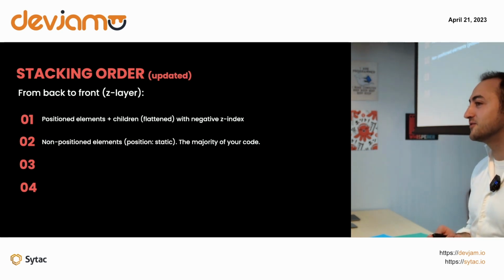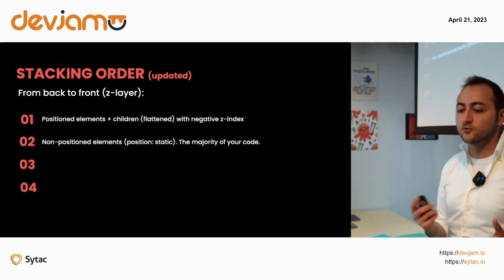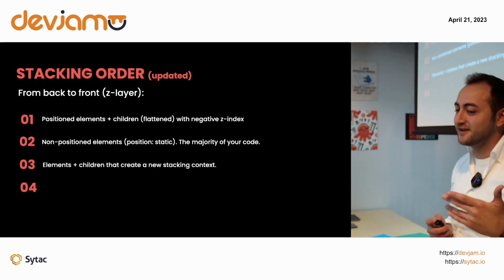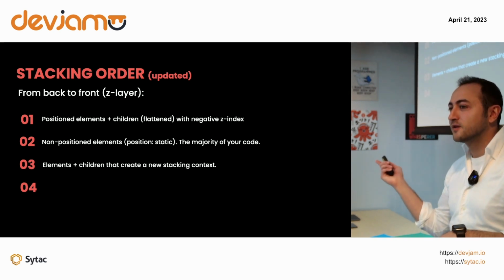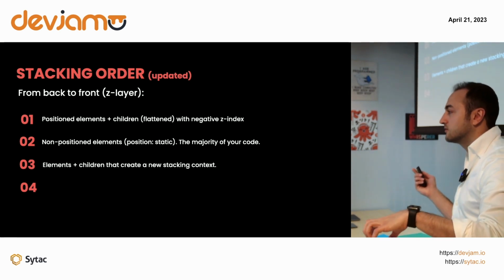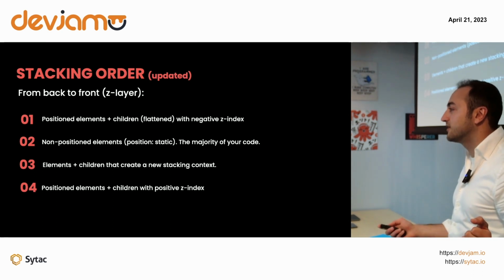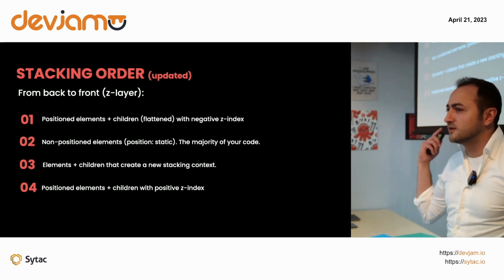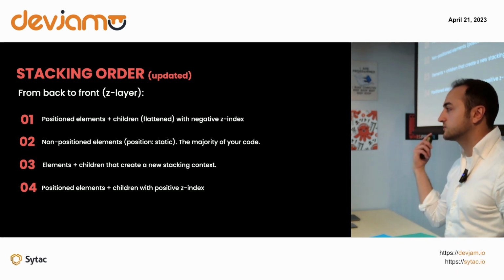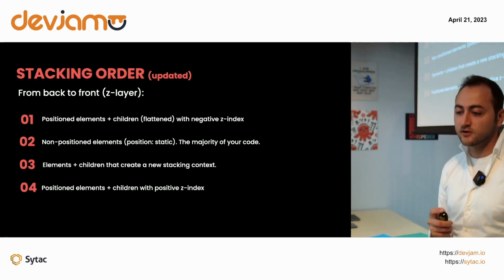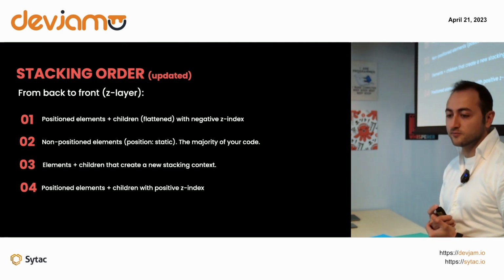Then we have non-positioned elements. This is most of your code: a normal h1, a normal div, a normal p. Then afterwards we have elements that create a stacking context, but not through z-index. It's really annoying. So this is opacity, transform, scale, and these kinds of things. And then on top comes the element with a positive z-index. It's again really annoying. I remember this when I give a talk, but if you ask me about this next week, I'm not going to remember it. It's very specific. And that's a simplification of the real 3-phase browser algorithm.